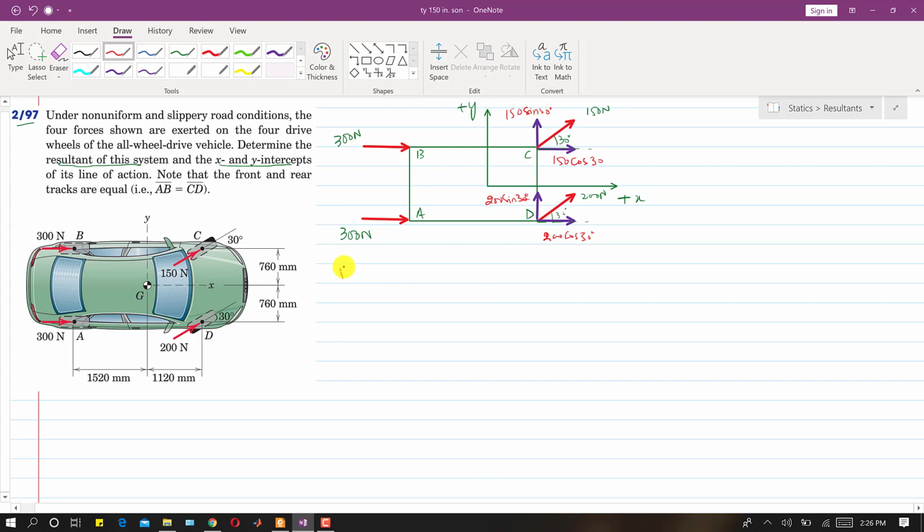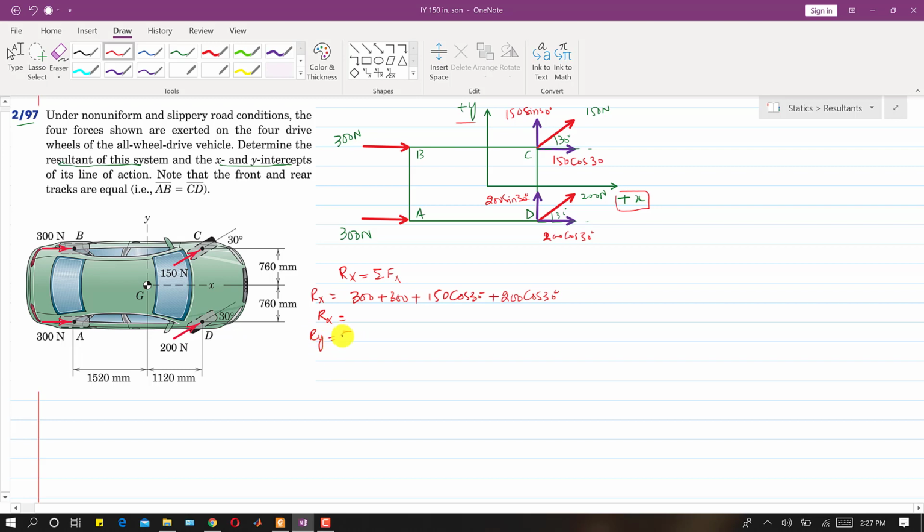Now we need to determine the Rx component. Rx will be equal to the summation of all forces along x. So Rx is equal to, we have these 300 Newton in the positive x direction. This is the positive x direction and this is the positive y. So we will write 300 plus 300, and all the components are along the positive x direction, so all will be added: plus 150 cos of 30 degrees plus 200 cos of 30 degrees. This will give us Rx.